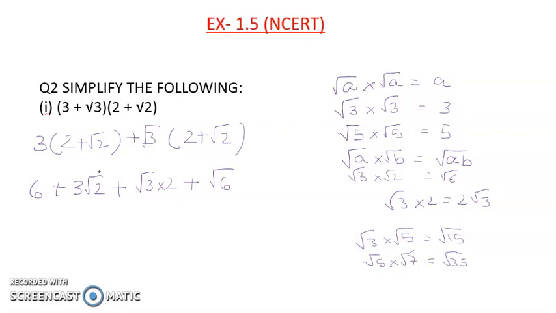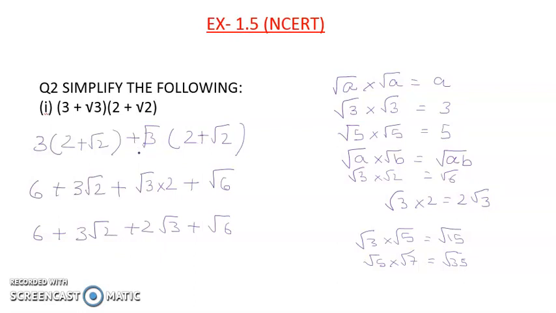Now we can write this as 6 plus 3 root 2 plus 2 root 3 plus root 6. Students, I purposely didn't write directly root 3 into 2 as 2 root 3, but you can directly write root 3 into 2 is 2 root 3. So this is your first answer. Students, go through it carefully. There should be no doubt.